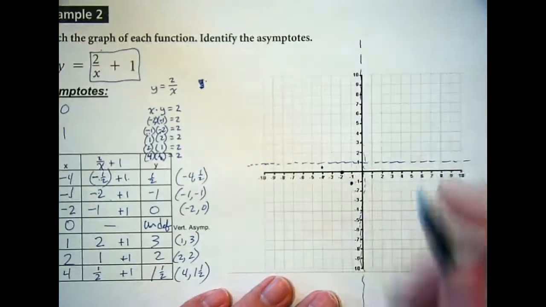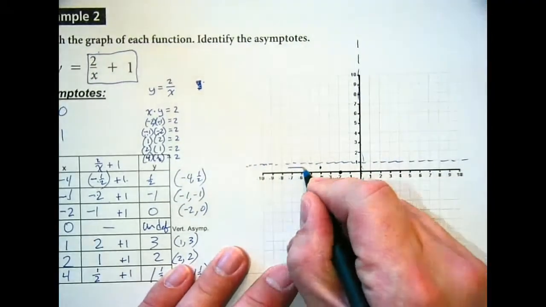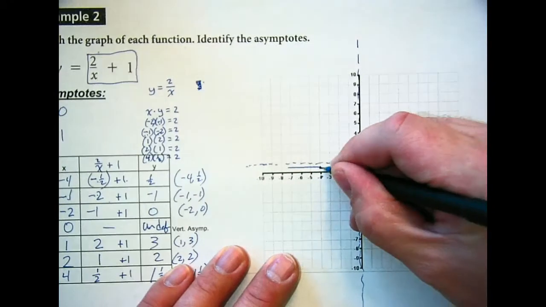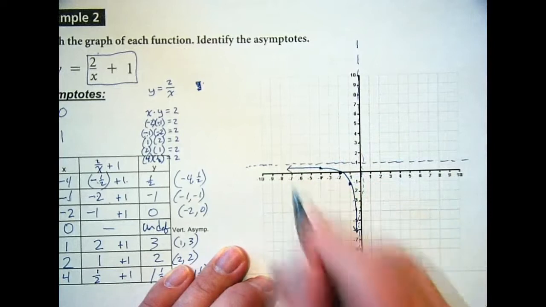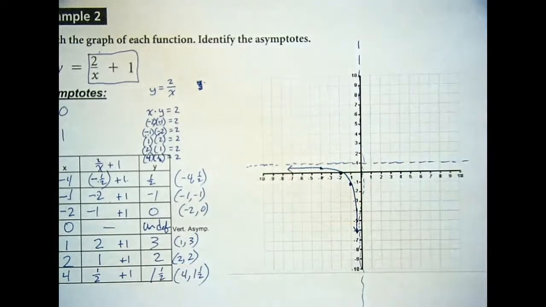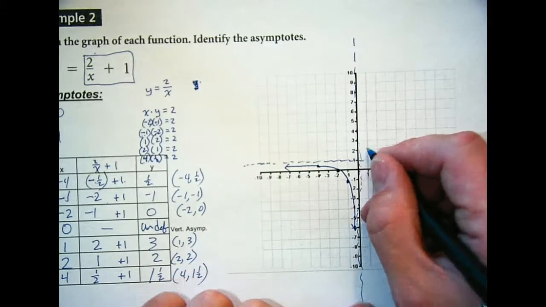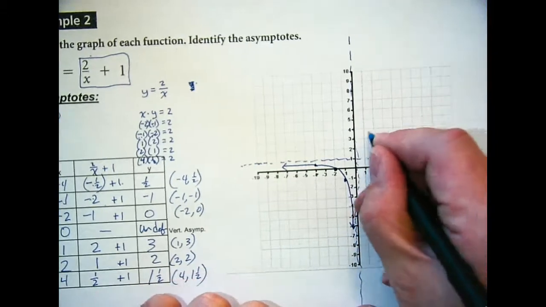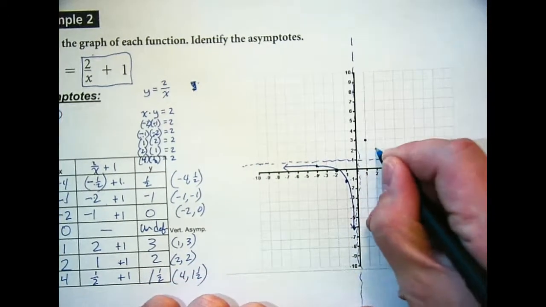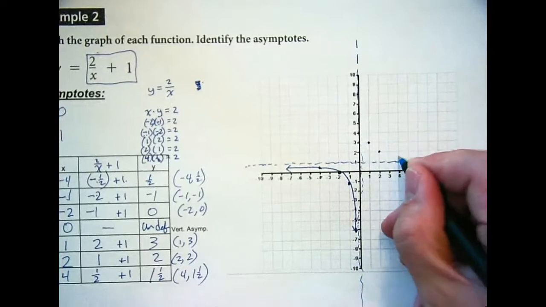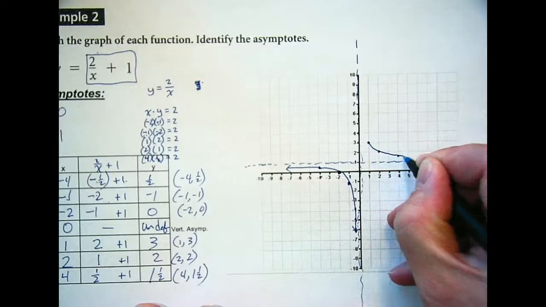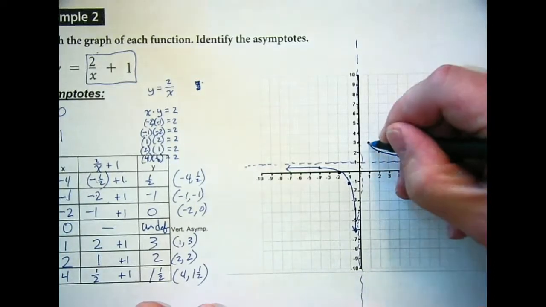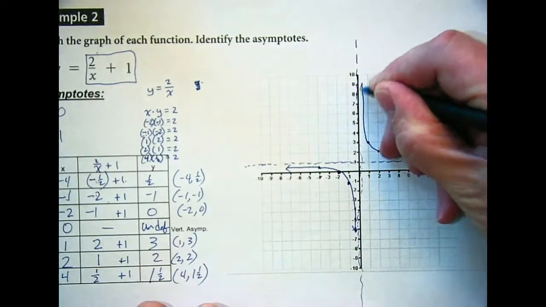Here we go. So you got this branch, hopefully. We're going to extend that and make sure it curves so that it runs parallel to those asymptotes. Pretty cool. Okay, and let's go ahead and get the other branch. So 1, 3/2, 2, 2. And 4, 1.5. It's going to approach the asymptote. We know that.